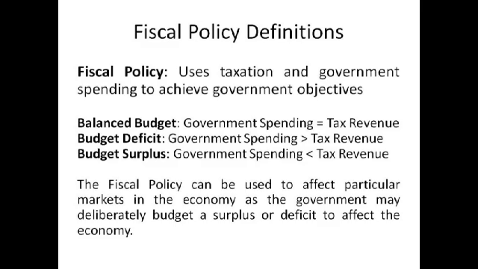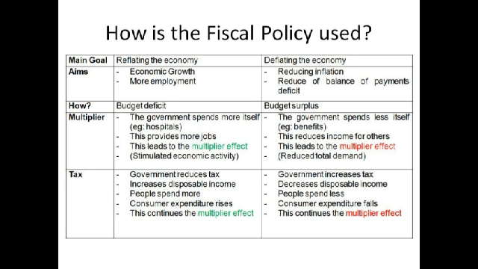And the fiscal policy can be used to affect particular markets in the economy, as the government may deliberately budget a surplus or a deficit to affect the economy, as we're going to see on the next slide. The fiscal policy can be used in two ways: to reflate or to deflate the economy. Reflating the economy has the main aims of economic growth and more employment, and does this by using a budget deficit. A budget deficit means that the government spends more and taxes less.